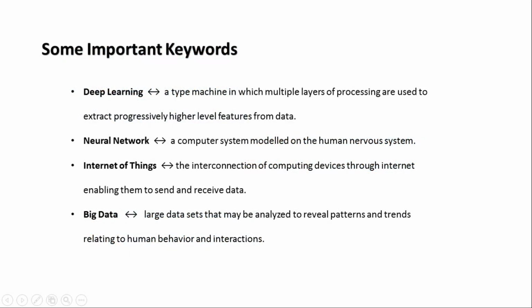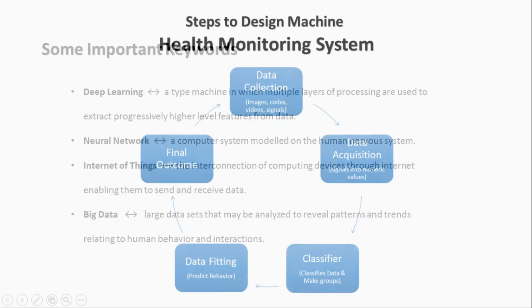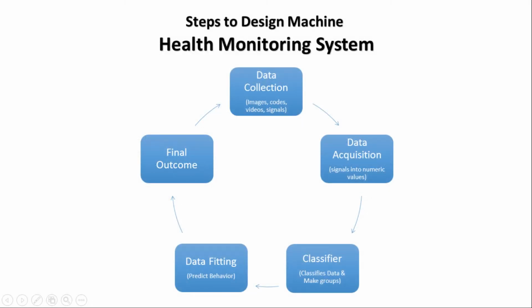To understand the topic, deep learning and its application in machine health monitoring system, you need to know the following important terms: deep learning, neural network, Internet of Things, big data. After having information about these topics, following are the steps to design a machine health monitoring system: data, converting data into signals, classification of these signals, fitting data, the predicted result.